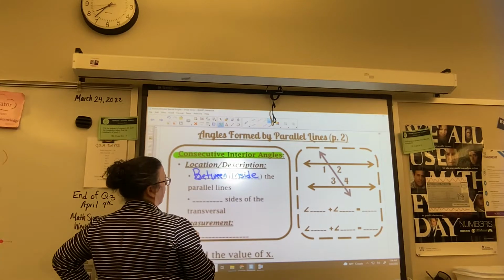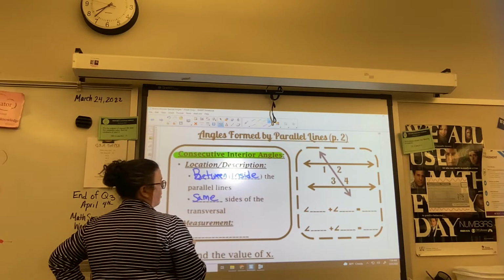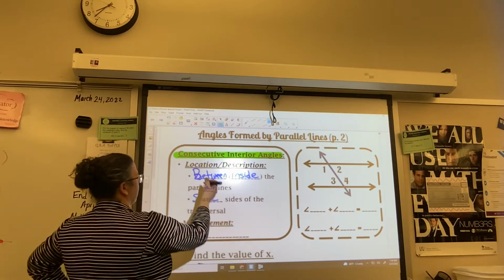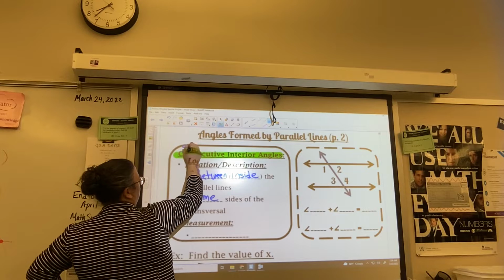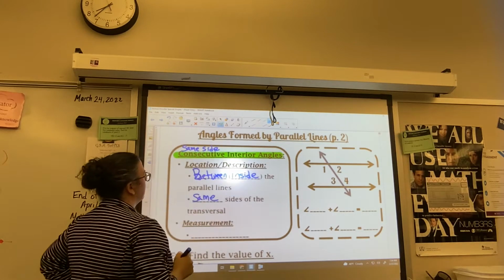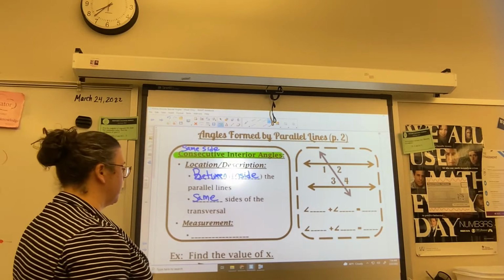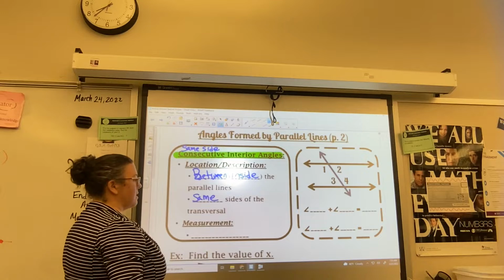This time they are on the same side of the transversal. So consecutive interior angles is what they're called. They also can be called same side interior angles. Some worksheets will use consecutive, some will say same side, but they're interchangeable. And their measurement is different this time.